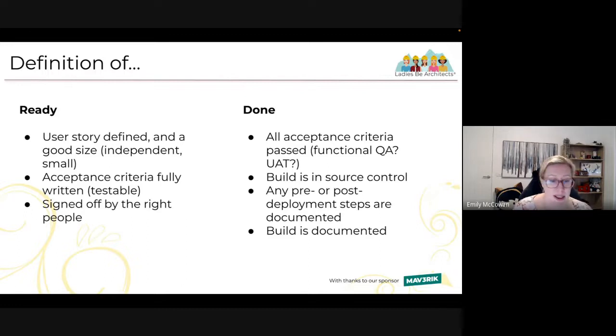So developers can say to an architect, this story isn't ready. Why did you assign it to me? I can't accept it into sprints. And QA or release managers can say, this isn't complete. You haven't documented the pre and post deployment steps, or you haven't pulled it into source. So how are we going to deploy this? So it helps to make sure we're being responsible to one another.